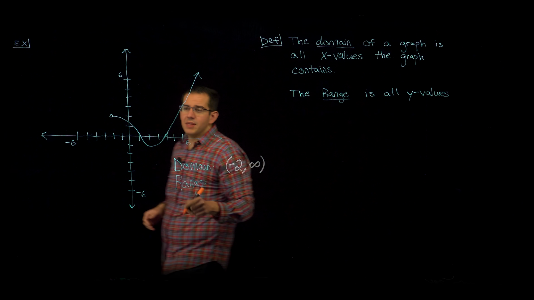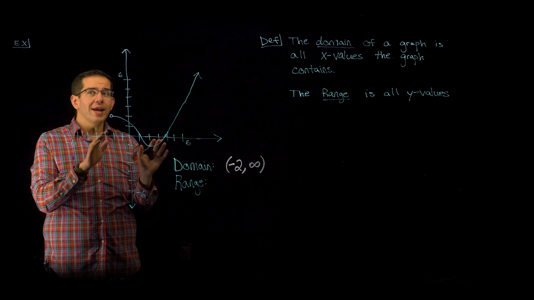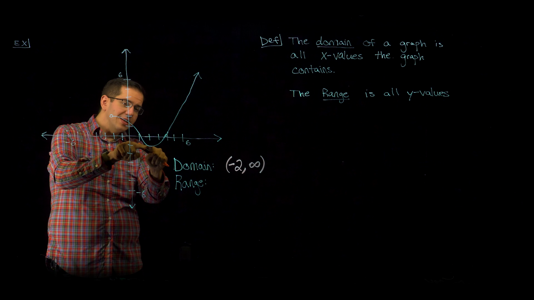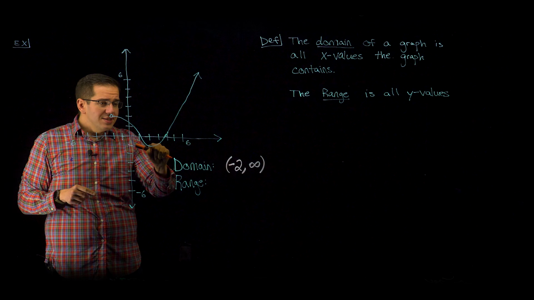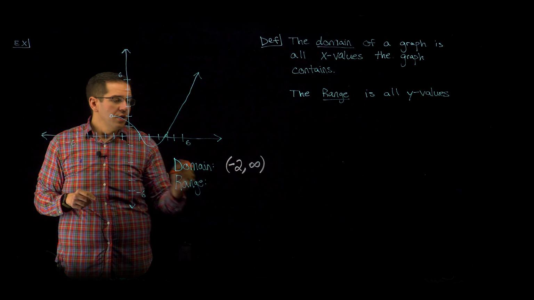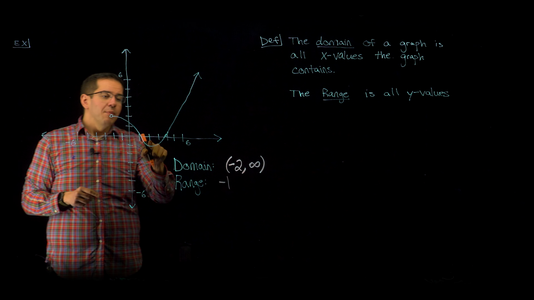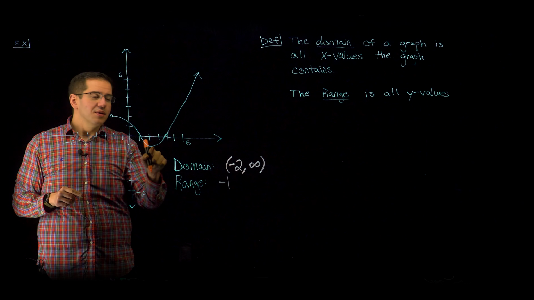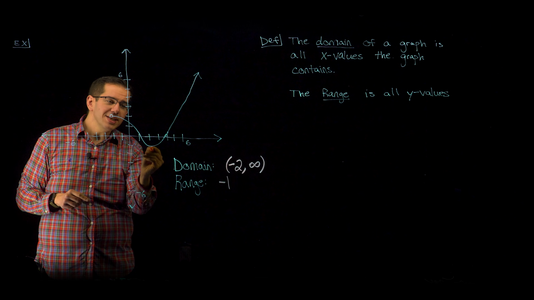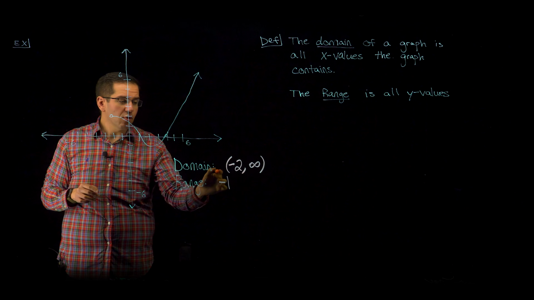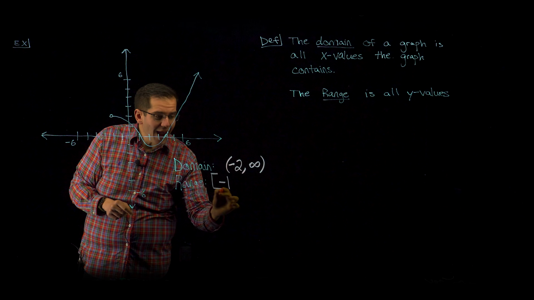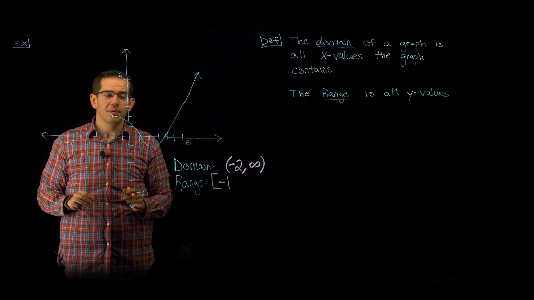Now let's do the same thing with the range. But remember, the range is all the y values. So when we start with our lowest value, we're actually starting down here. Down here we have a y value of about -1. But this is included because the line is solid. If there were an open dot here, then we would put a parenthesis. But because it is a solid line, we put a bracket to show it is included.